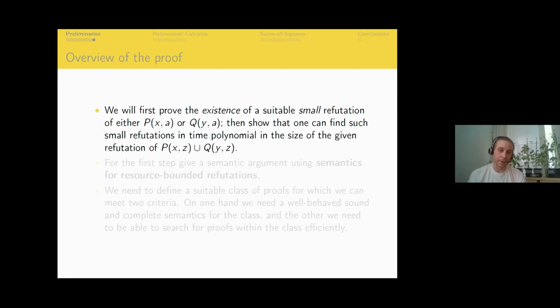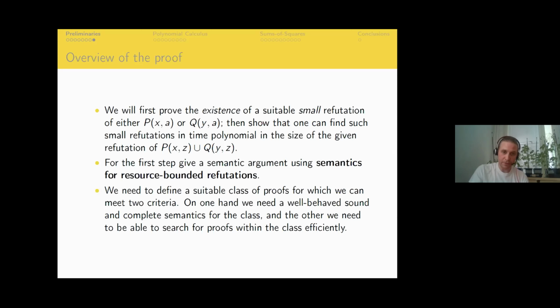for the conjuncts. And the first step of proving the existence of these refutations involves a semantic argument. And this is using what I call semantics for resource-bounded refutations. So basically, using some kind of a mathematical object that captures a well-behaved class of refutations somehow.